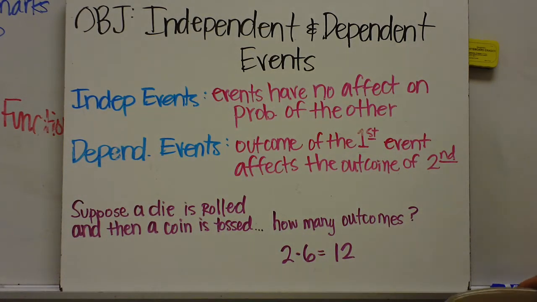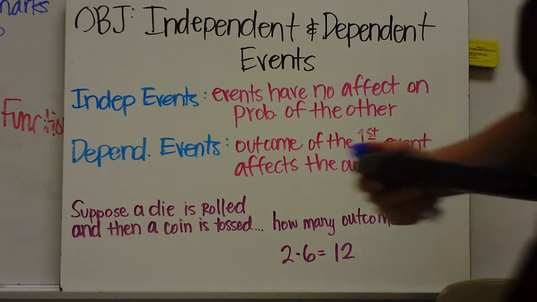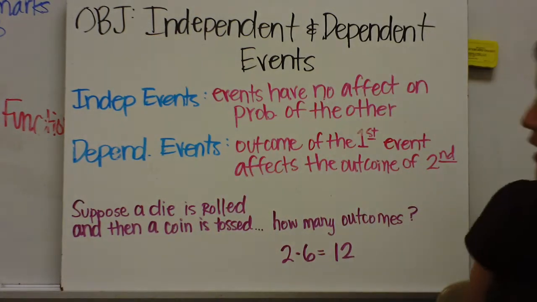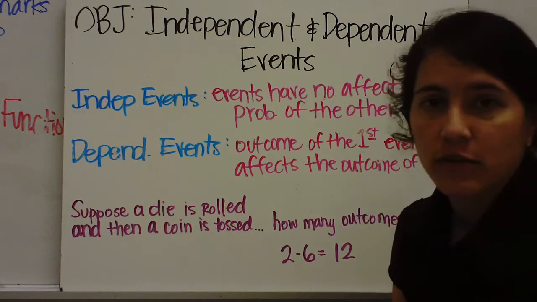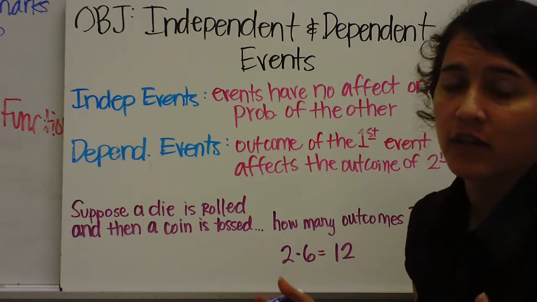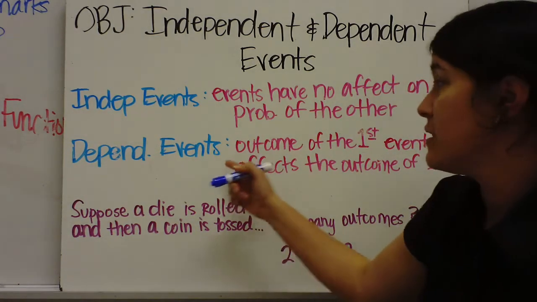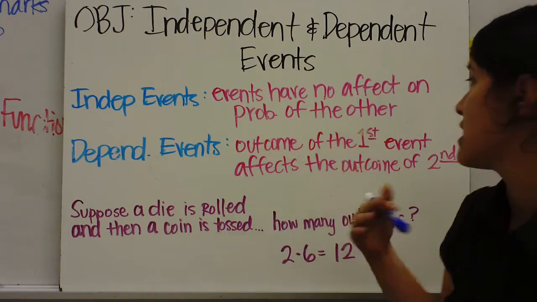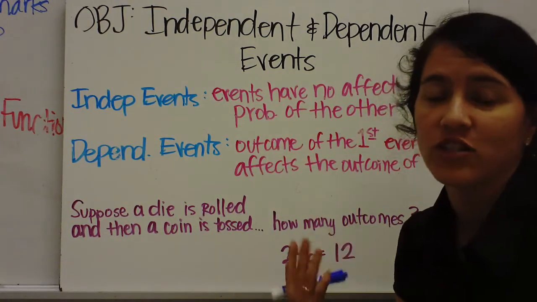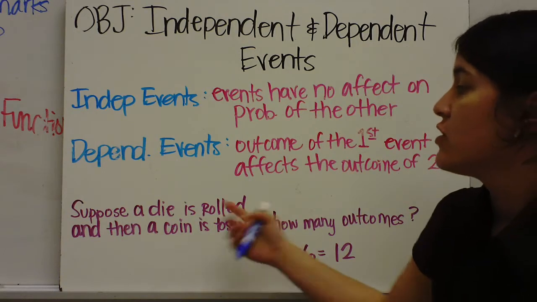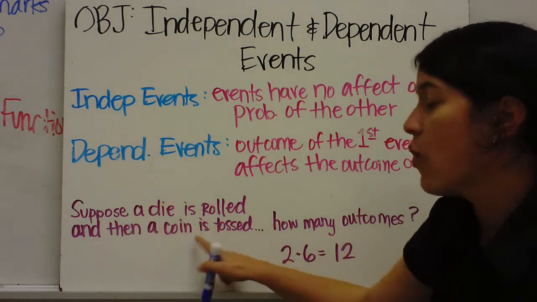Okay, so we are going over independent and dependent events. Here's some vocabulary. Independent events have no effect on one another. The probability of one does not affect the probability of the other. But dependent events means that the outcome of the first event has an effect on the outcome of the second event. So suppose a die is rolled and then a coin is tossed.